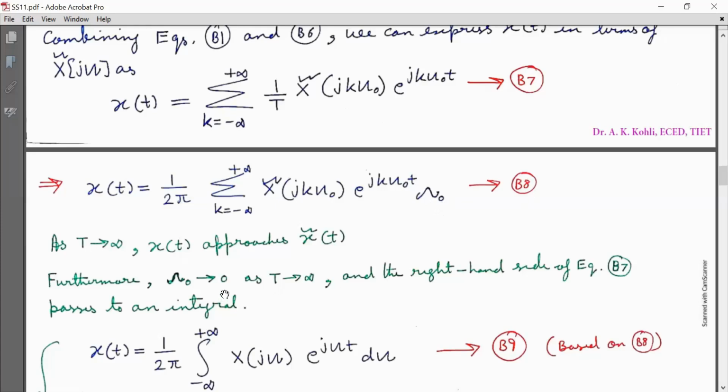Ω0 is tending to 0. T tends to infinity. Ω0 tends to 0.